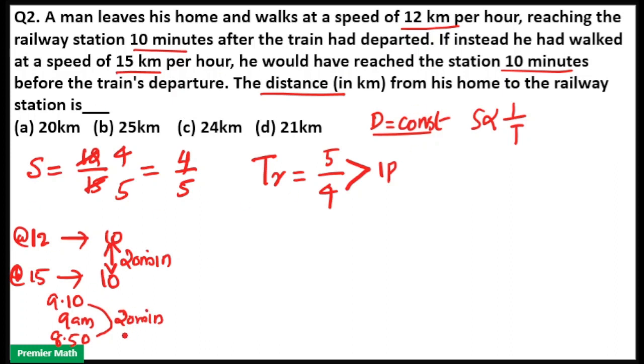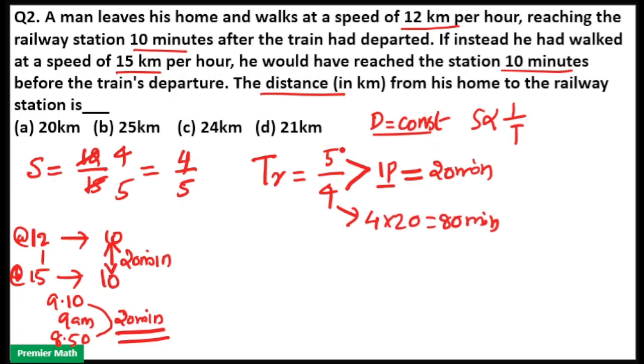So here you can see actual time difference between both the speeds is 20 minutes. That means here in the ratio, time difference is 1 part. So 1 part is equal to 20 minutes. That means here ratio time difference is 1 part and the actual time difference is 20 minutes. So 4 parts is equal to 4 into 20, 80 minutes, and 5 parts is equal to 5 into 20, 100 minutes.